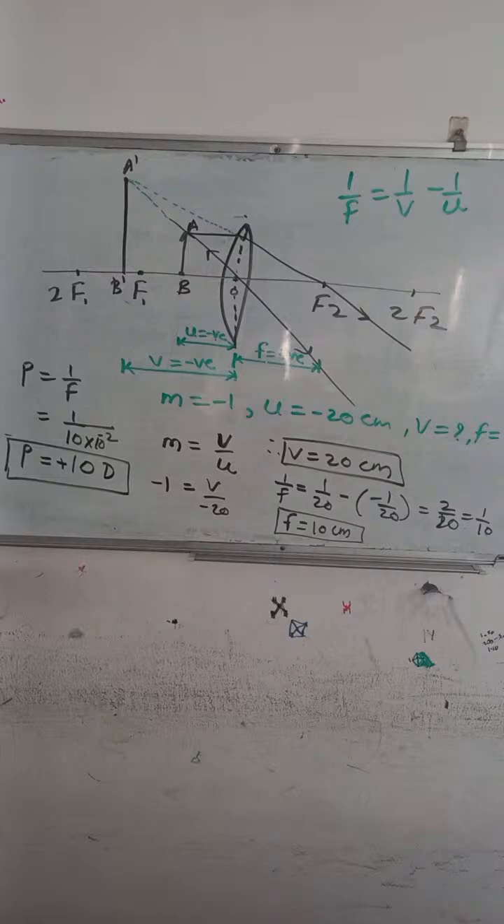Height 4 centimeter from the optical center of the lens be placed so that its image is formed 10 centimeter away from the lens, full stop. Find the size of the image also.